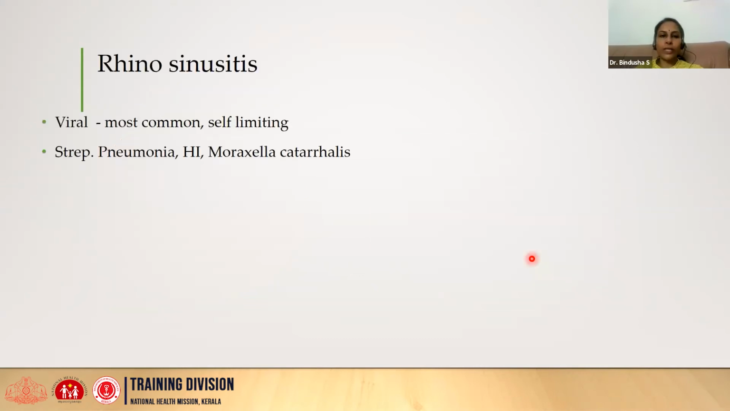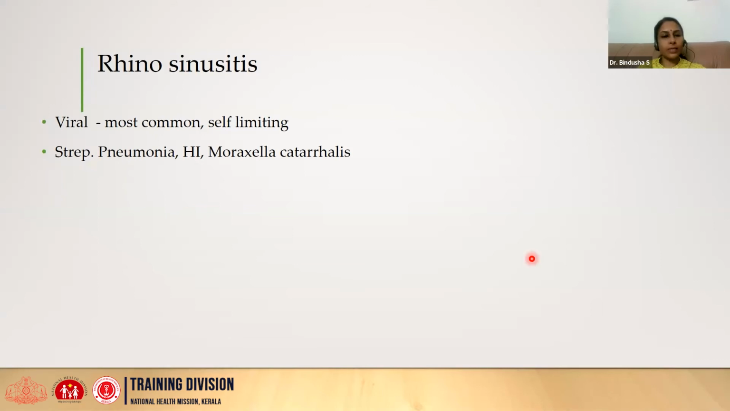Another very common infection, and an infection where we always prescribe antibiotics, is sinusitis. Whenever there is rhinosinusitis, here also the most common cause of sinusitis in a young child is viral. And we actually need not prescribe any antibiotic for viral sinusitis. This is self-limiting. It will just persist for a few days and will disappear. But at the same time, it may be a bacterial sinusitis.